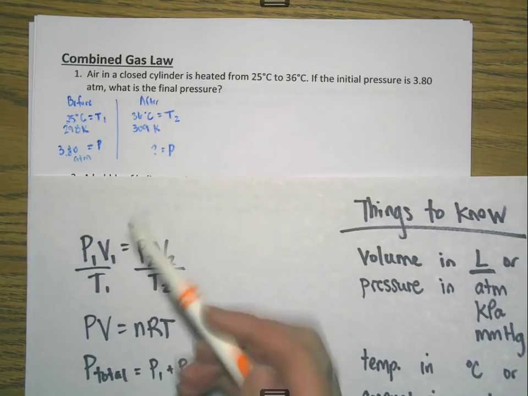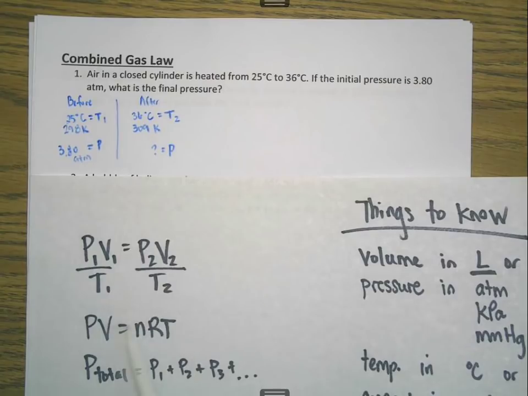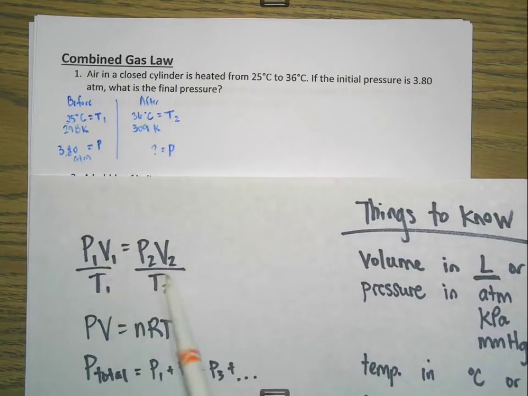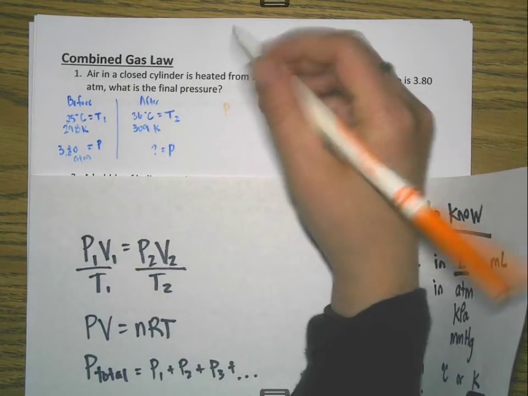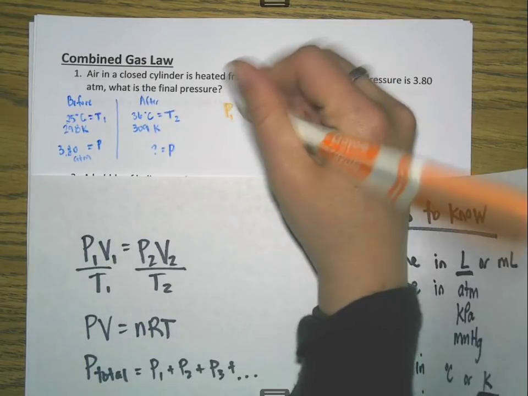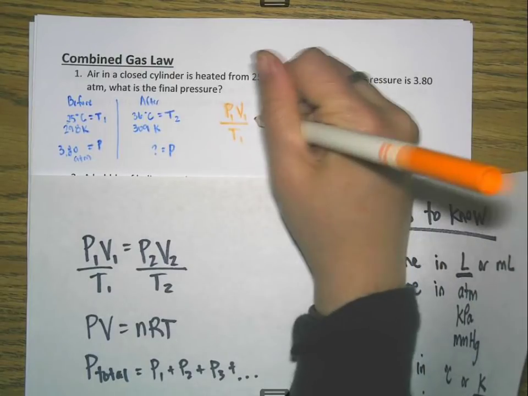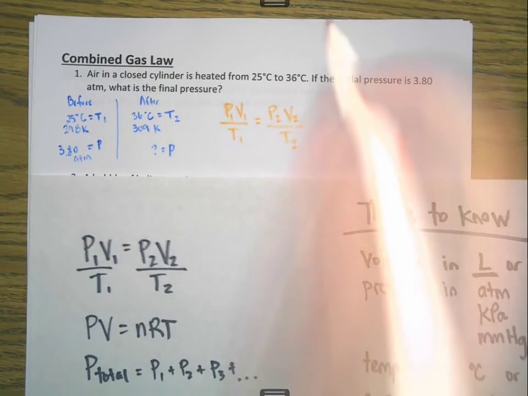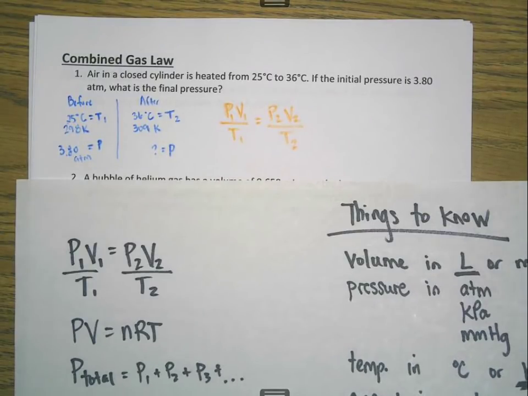I have 2 T's and I have 2 P's. And anytime I'm working a before-after problem, it's going to have to be this first one where I've got 1's versus the 2's. So my equation is going to have to be P1 V1 over T1 equals P2 V2 over T2.